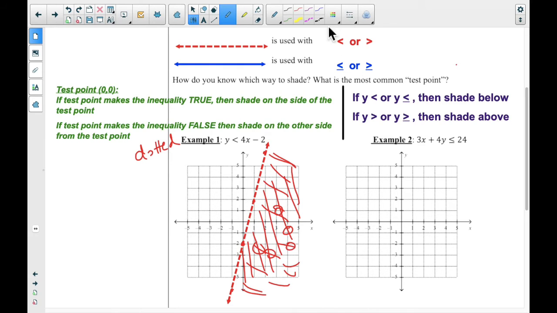All right, let's look at the other example. This time it is not in slope-intercept form, it is in standard form, but that's okay, that's easy, we know how to do that. We just use the cover-up method and plug in zeros. So we're going to cover this up, 24 divided by 4 is 6. We're going to cover this up, 24 divided by 3 is 8.